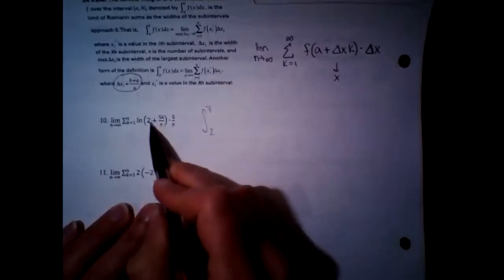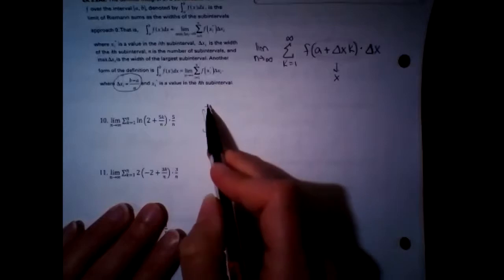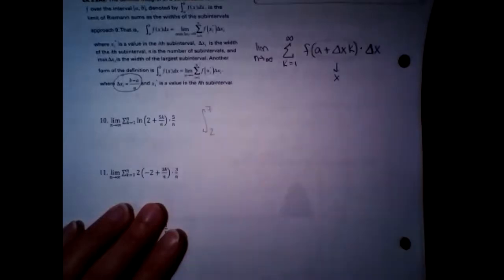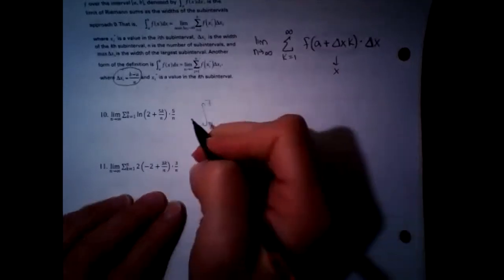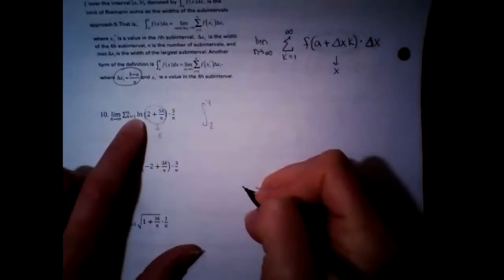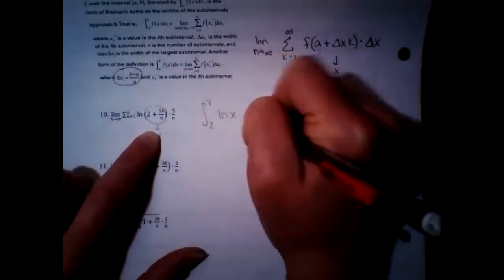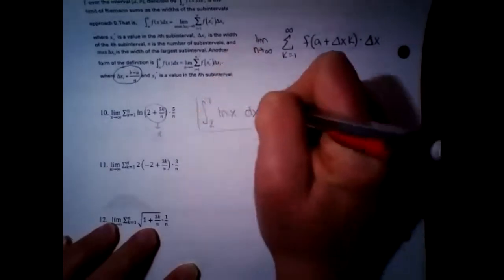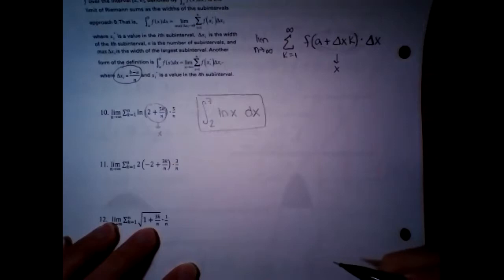So we started at 2. We want the length of the interval to be 5. So 2 plus 5 is 7. The most math you did was 2 plus 5, and this looks so scary. And then all the part inside of here, that part's going to be x. So our function is ln of x. And then you throw a dx at the end. That is literally it. So it looks really intimidating, but what you're actually doing is not that horrible.